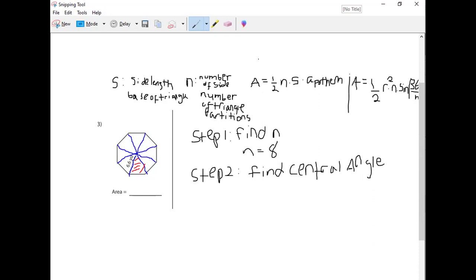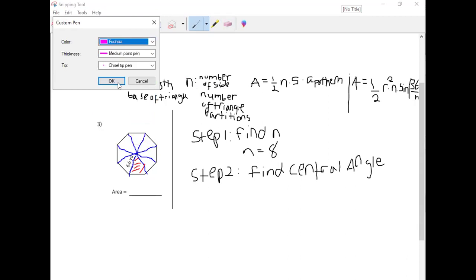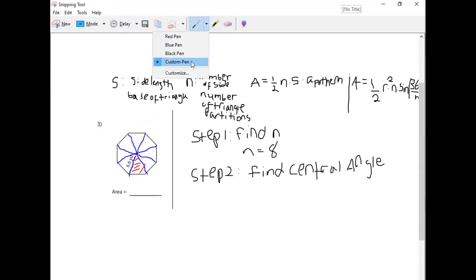All right, so my central angle right here for this one, I'm going to make it, let's say, pink, or fuchsia, so you can see it. My central angle is just the angle of this triangle right here. The entire thing is 360, right? So we just do 360 divided by 8 to find just that angle. You always say 360 divided by n.